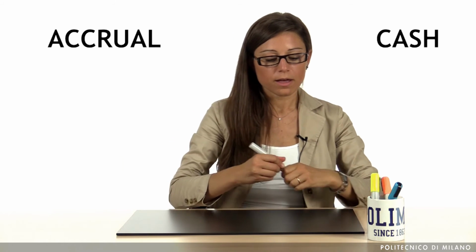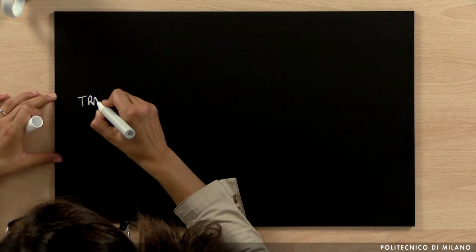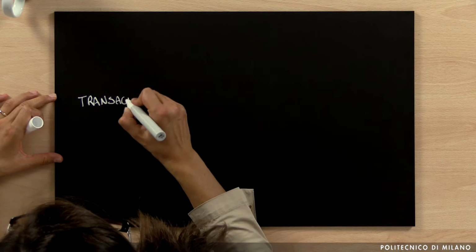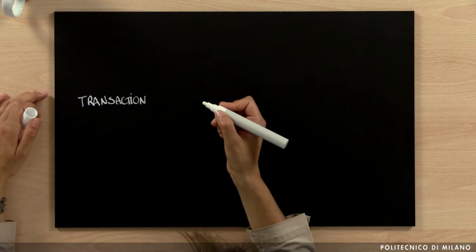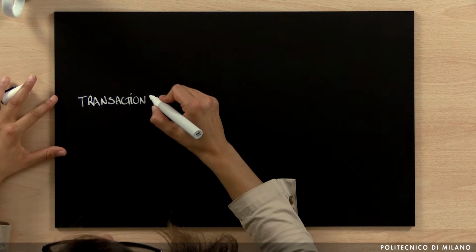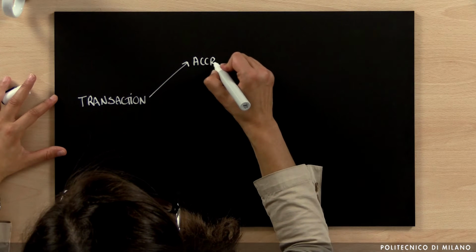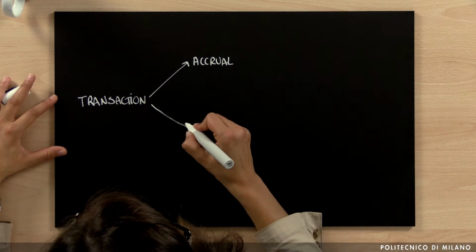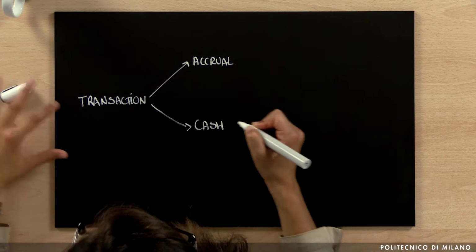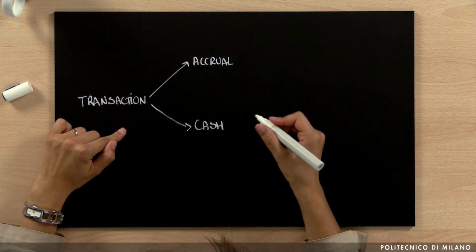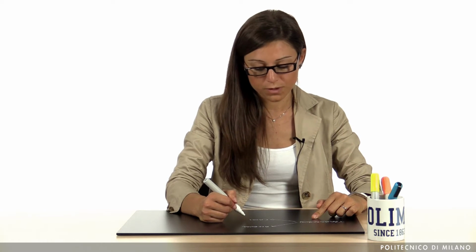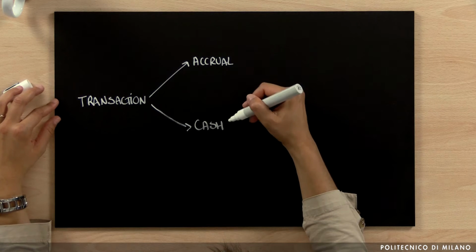In this class, we will focus on a basic accounting principle, which is the difference between the accrual logic and the cash logic. If we have a transaction, and it can be whatever kind of transaction, for example, the selling of a product or the purchasing of raw material, we can record this transaction using an accrual logic, but also using a cash logic. So the same event can be registered in our financial statement by following one of the two accounting principles. Let's try to understand what the difference between them is and how we register them in a different way.